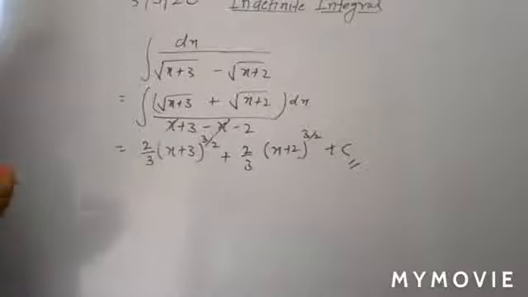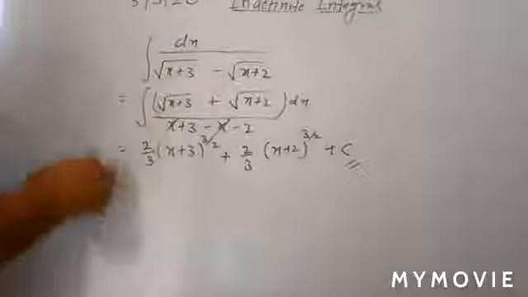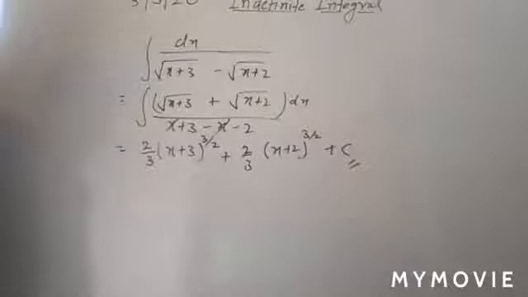Now sometimes your function is in the form of a rational function. So if a rational function is given, first you check the degree of the numerator and denominator. If the degree of the numerator and denominator are the same, or the degree of the numerator is greater than that of the denominator, then first of all you divide it. Then you try to get the integration of that function.